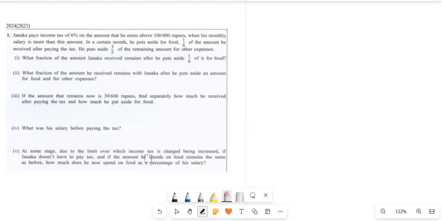We are going to do the 2024 past paper question from the fraction. Okay, so we are going to do the 2024 past paper question.